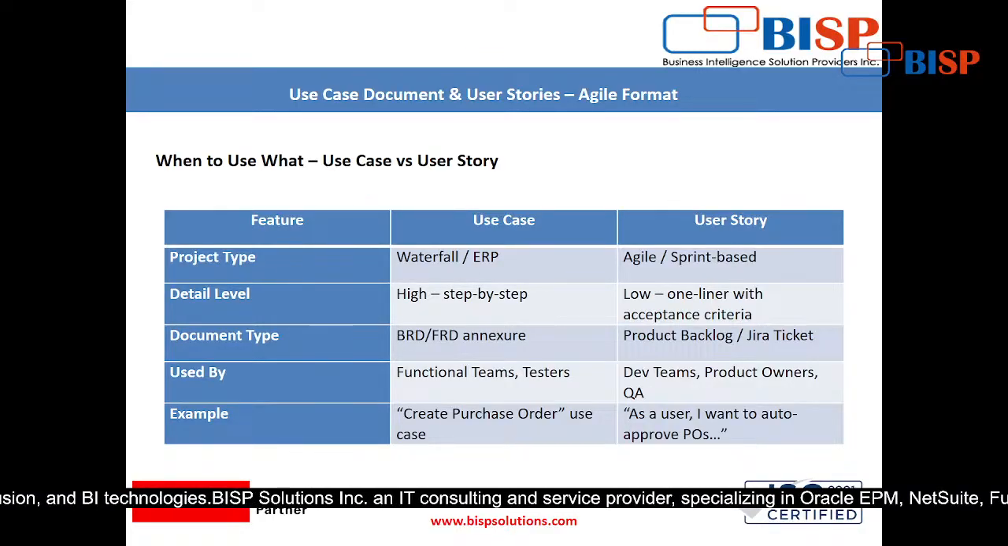Now second point, detail level. Detail level means a use case is very high level, and it's a step by step process, okay. But a user story is very low level, a one-liner with acceptance criteria.